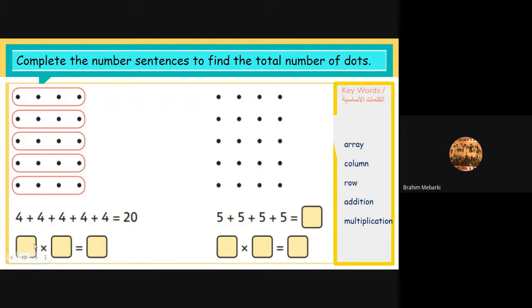So can you write it as a multiplication? 4 times what? Can you do the first part? 4 times 5 gives us 20.